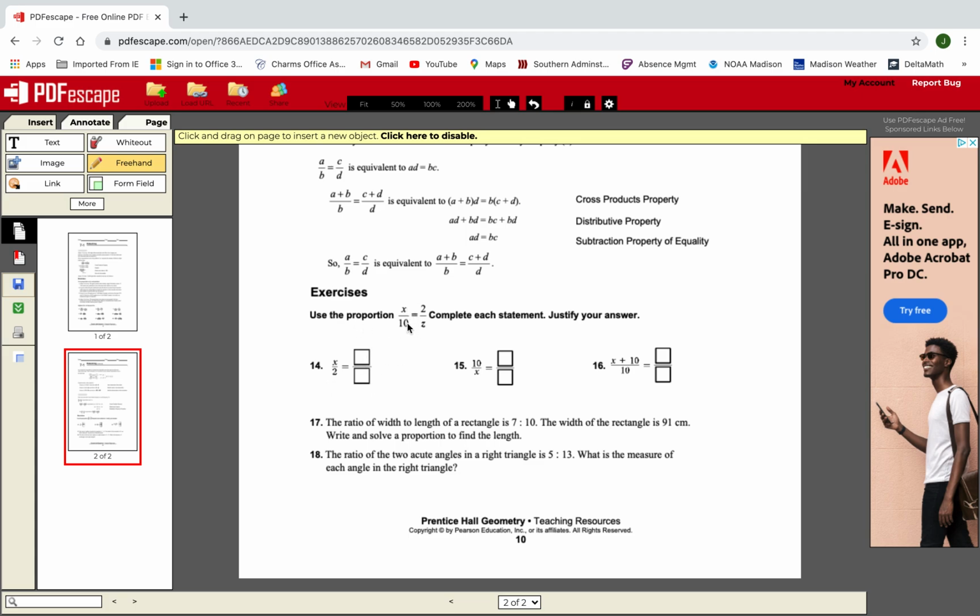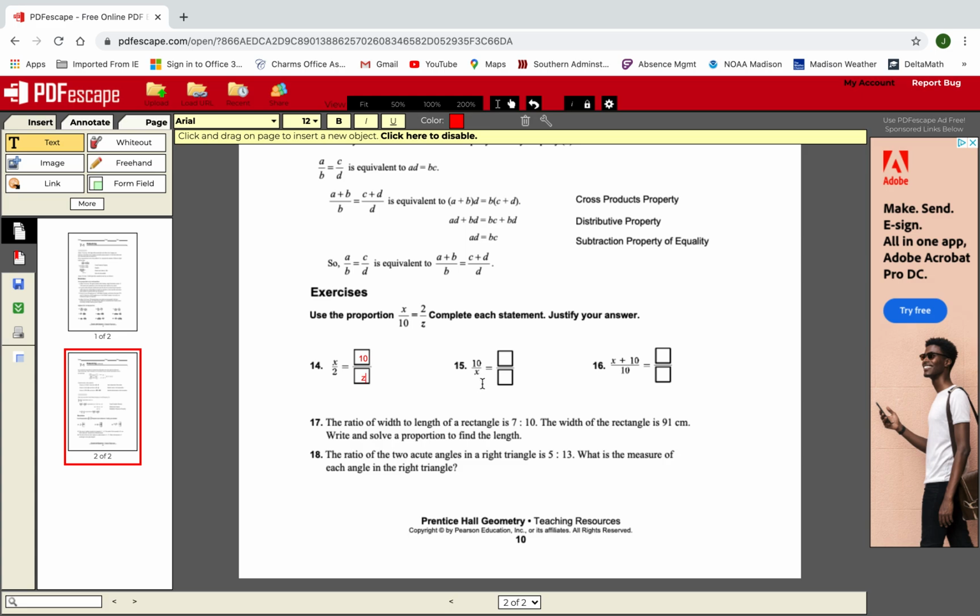Use the proportion x over 10 equals 2 over z to complete each statement here. I could probably type into this one. So x over 2, this is if you are using the numerators. Okay, x over 2 then would equal, well, x and 10 are related, so they're going to go on the same level. X, so 10 over z. X over 2 equals 10 over z.